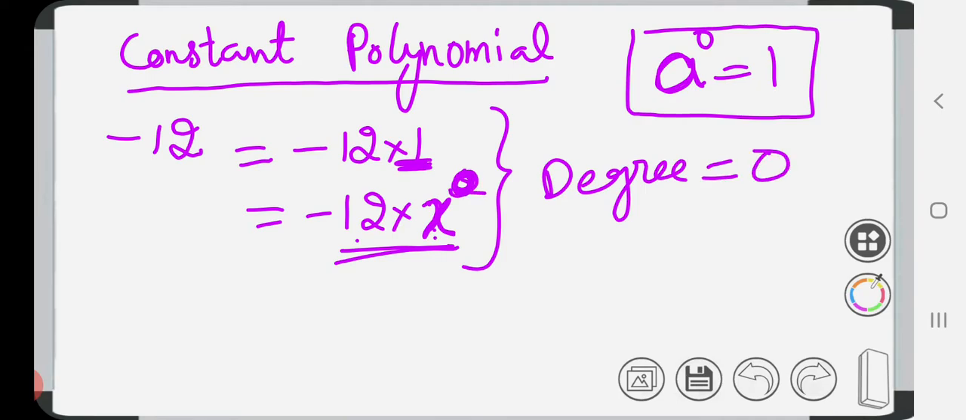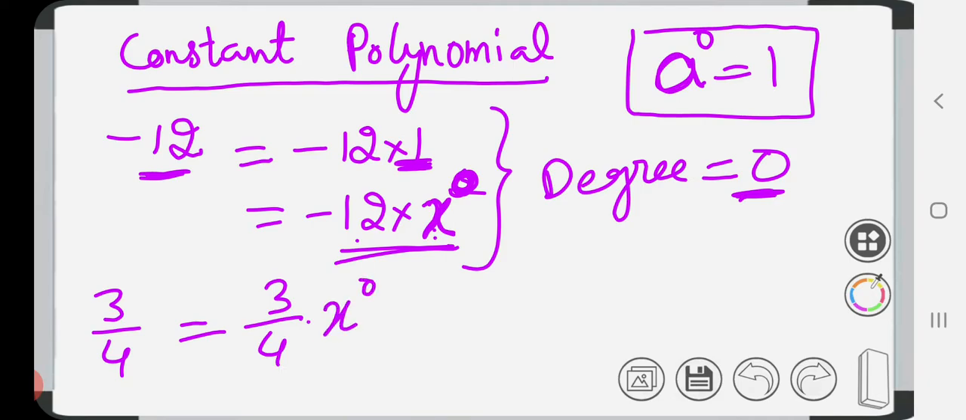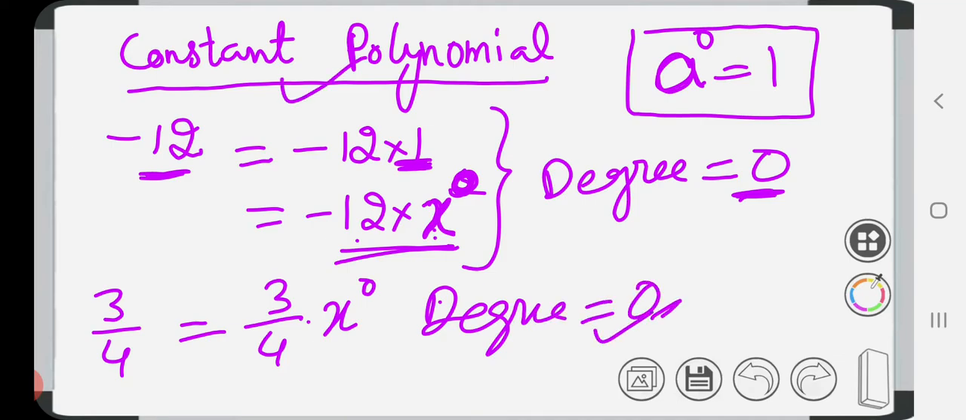Keep in mind, previously we discussed that the degree of the 0 polynomial is not defined and the degree of any constant polynomial is 0. For example, 3 by 4 can also be written as 3 by 4 into x power 0. So in this case the degree is equal to 0. Therefore, for any constant polynomial the degree becomes 0.